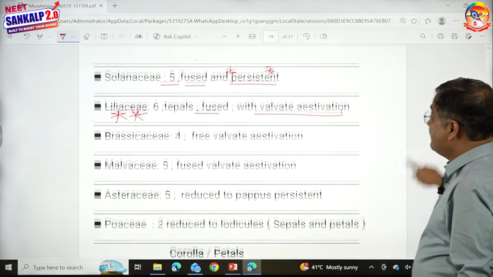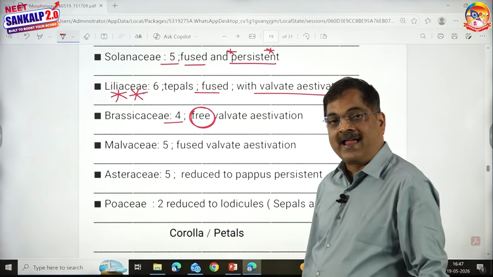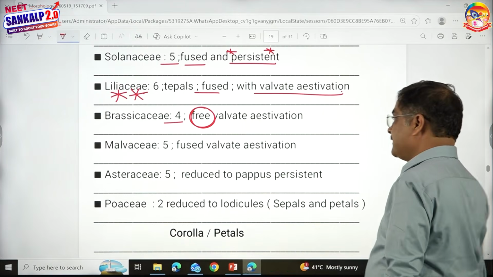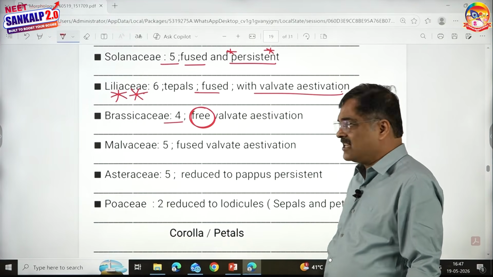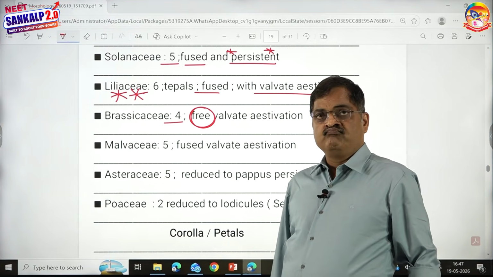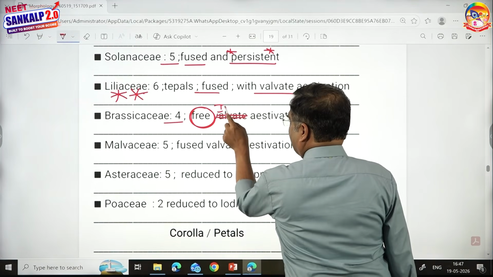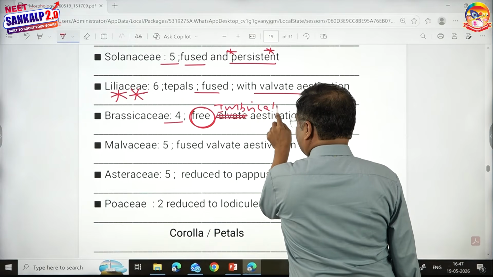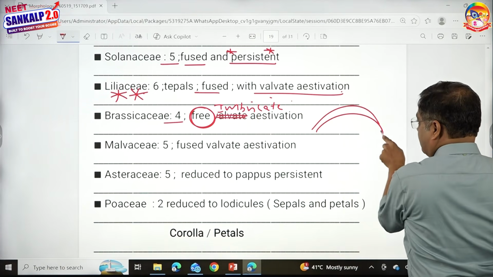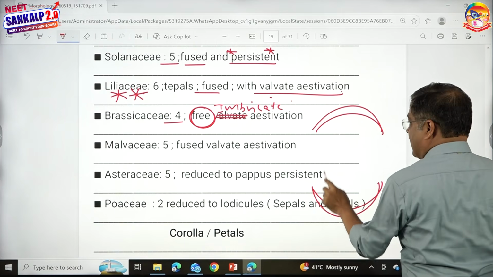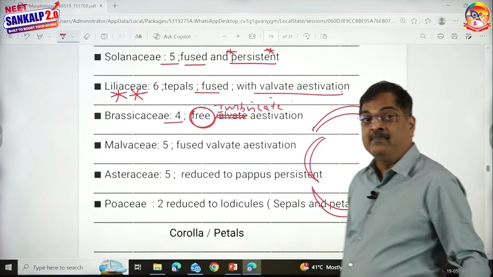Valvate aestivation. Brassicaceae, 4 sepals. They are free. This is interesting. Polysepalous. Example for that is Brassicaceae. Does it show valvate aestivation in Brassicaceae? No. It shows imbricate aestivation. I made a mistake here. It is imbricate. Because the outer two, the posterior, you could see, children, these 2 sepals are totally outside and these 2 sepals are totally inside. So therefore, this is going to show imbricate aestivation.